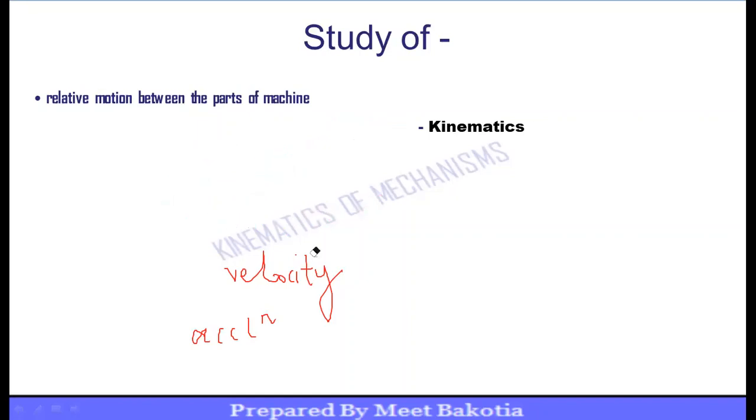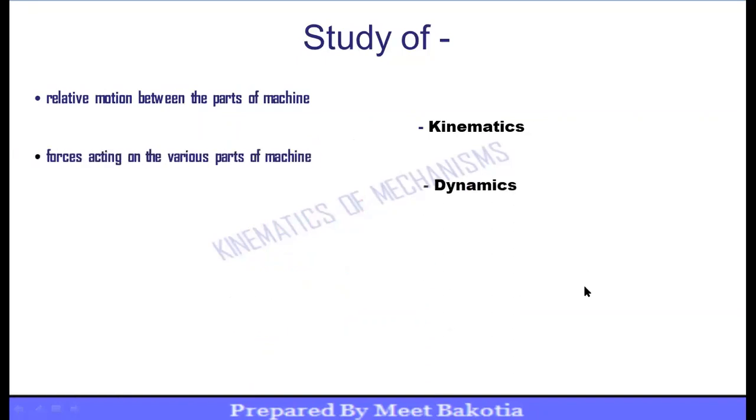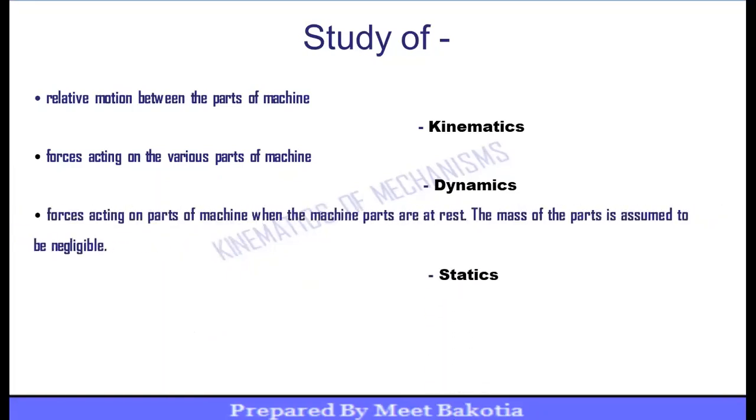Moving ahead, after kinematics, the next branch is dynamics. Dynamics is the study of forces acting on the various parts of machines and the motion resulting from those forces. Dynamics is further classified as statics and kinetics. Statics is the study of forces acting on parts of a machine when the parts are at rest. So the parts are at rest, and the mass of the parts is assumed to be negligible.